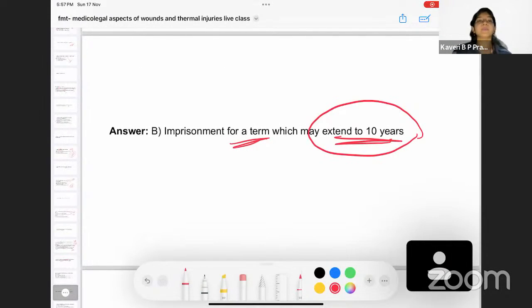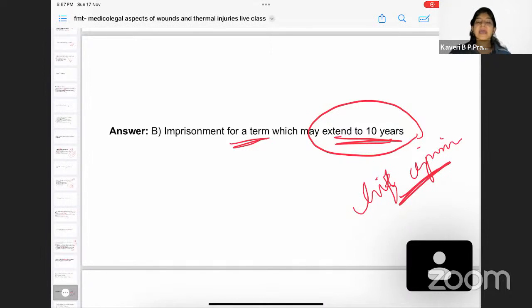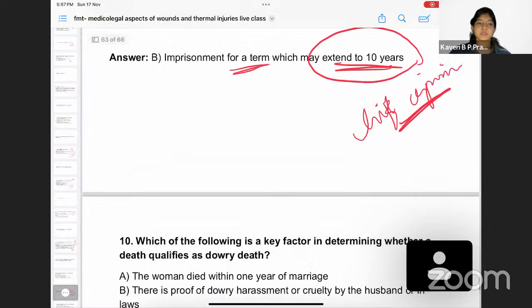So this is the basic punishment that will be given whenever a dowry death is proved. Apart from it, if the harassment was too much or very violent means was used to kill the lady, for example setting her on fire, then this 10 years could be extended up to life imprisonment. So remember, the basic punishment is 10 years of imprisonment, and it can go up to life imprisonment also.